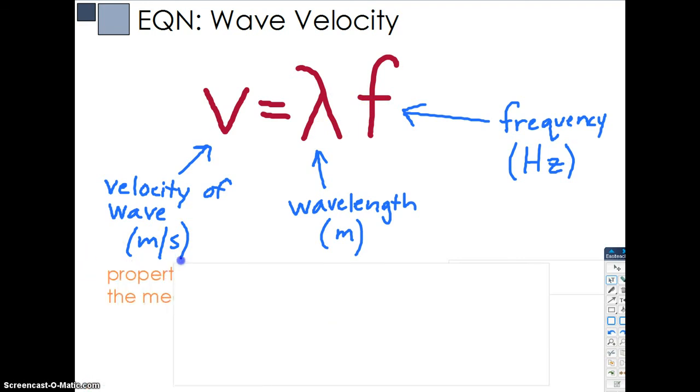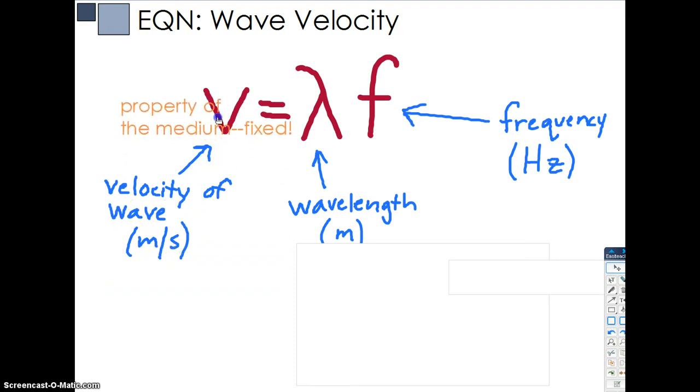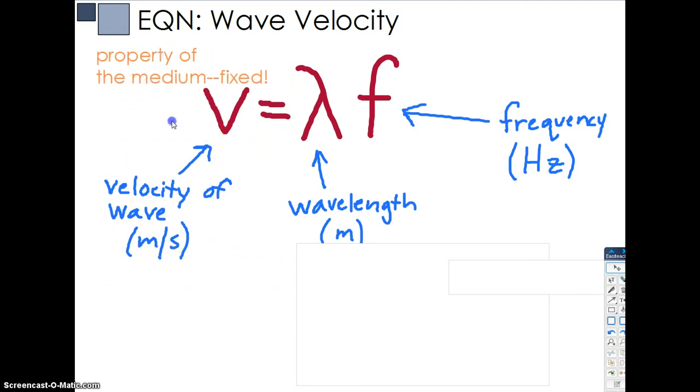One thing that I'm going to emphasize is that this property, this wave velocity, is a fixed property of the medium. If you want to change a wave velocity, like you want to change how fast a sound travels, like the snapping of your fingers, you've got to change the medium.